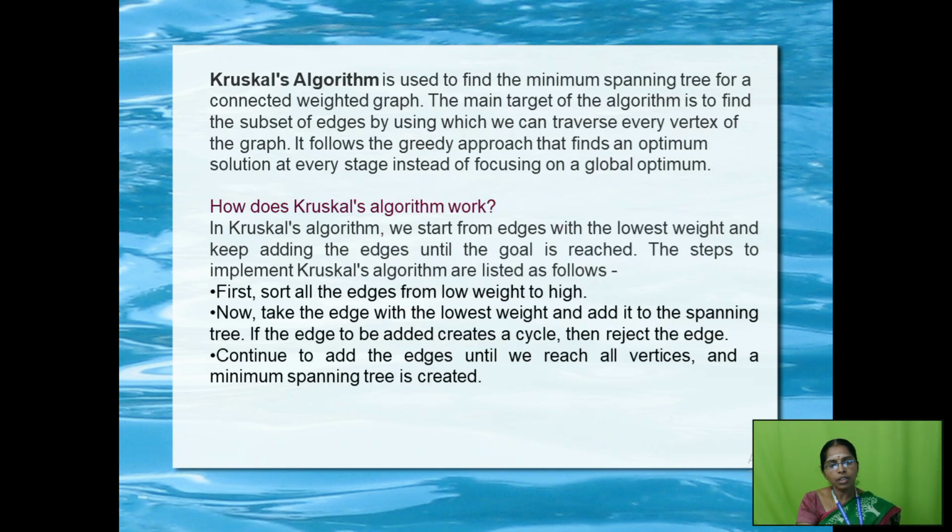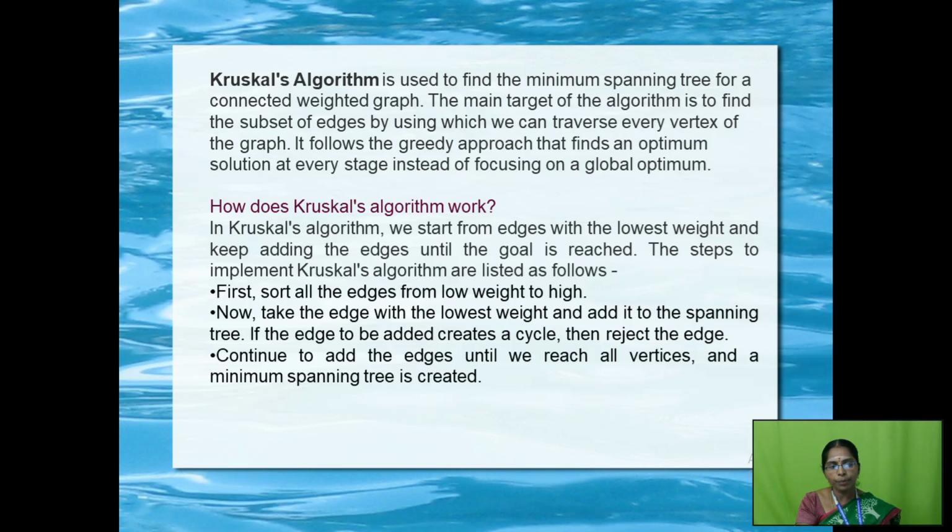So next one is Kruskal algorithm. So already we know what Kruskal algorithm is. It is a spanning tree. We are going to find the minimum spanning tree for the connected weighted graph. This is also a greedy approach that is used to find an optimal solution, where at every stage, instead of focusing on a global optimum, we take the local best. So how does the Kruskal algorithm work? We start from edges with the lowest weight and keep adding the edges until the goal is reached.